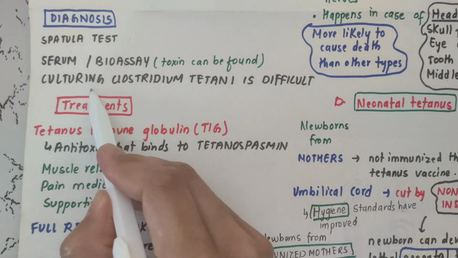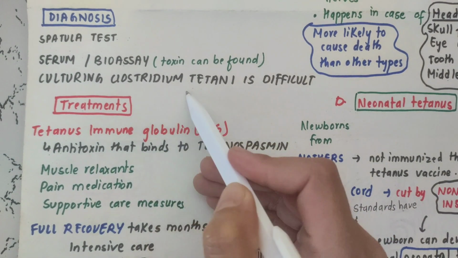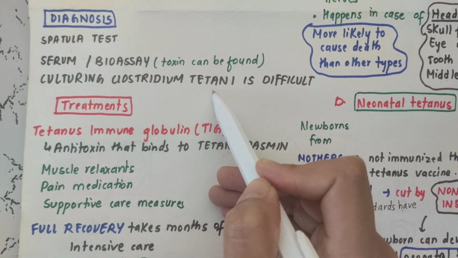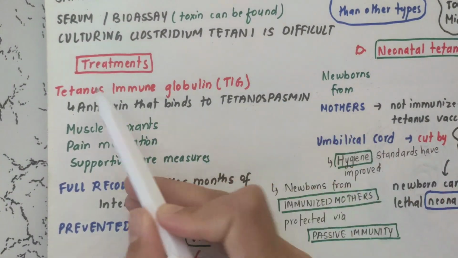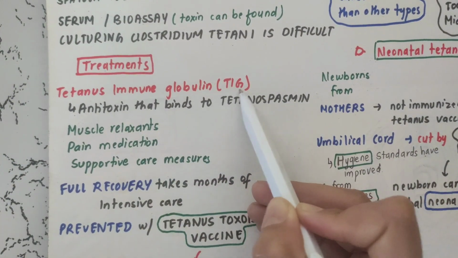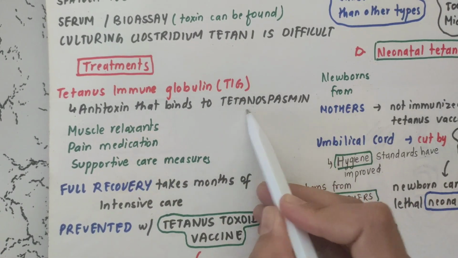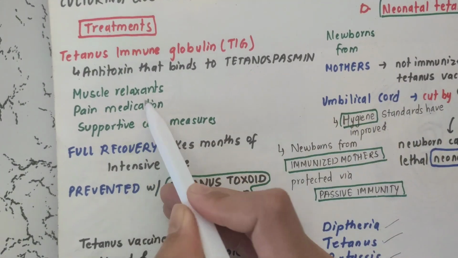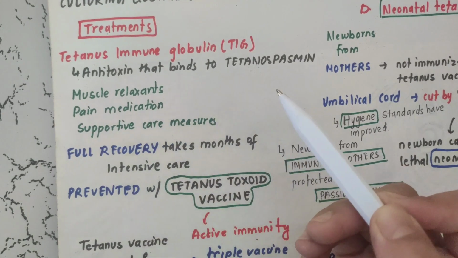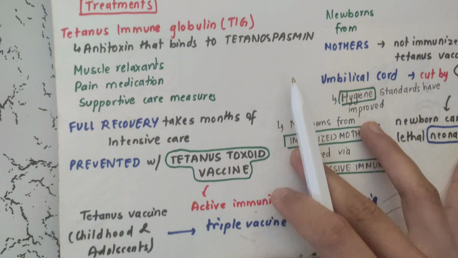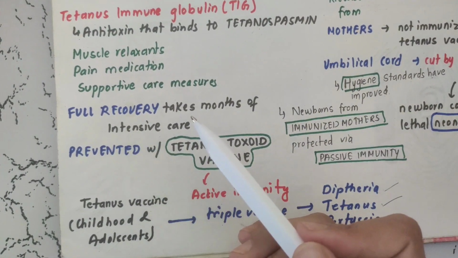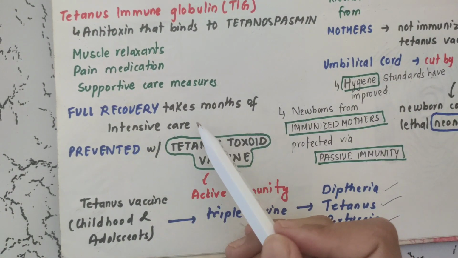Clostridium tetani culture. The culture of Clostridium tetani is really difficult. They cannot be cultured like any type of other bacteria in laboratory. Treatments. Here we use tetanus immune globulin, TIG antitoxin that binds to tetanospasmin. Few muscle relaxants, pain medication and supportive care measures are also given to the patient suffering from tetanus. The full recovery of a patient takes months of intensive care.